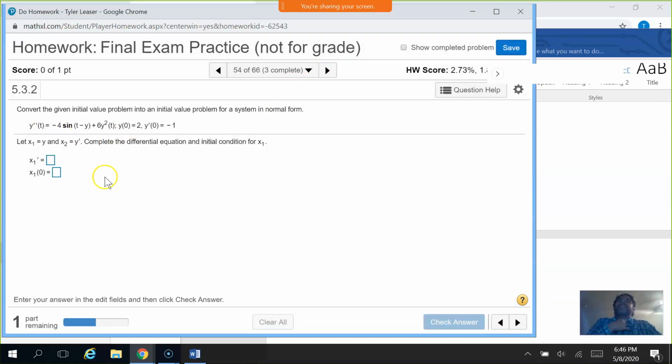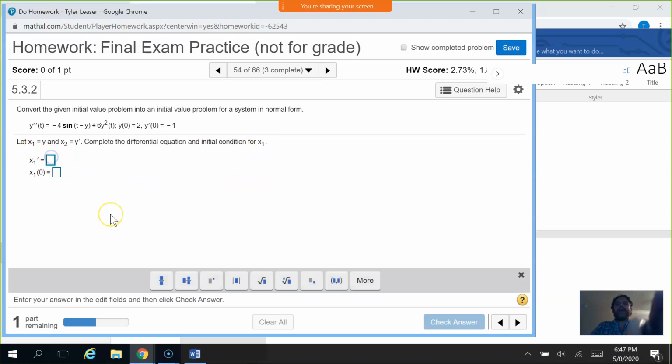So you'll have questions like this as well. Convert the given initial value problem into an initial value problem for a system. So anytime you have these second order differential equations, you could rewrite them into just a linear system instead of dealing with the second order stuff. So it kind of starts you off right away here. Let x1 equal y and x2 equal y prime. Complete the differential equation and initial conditions for x1. So remember, x1 is y, so we're just going to leave that as y.